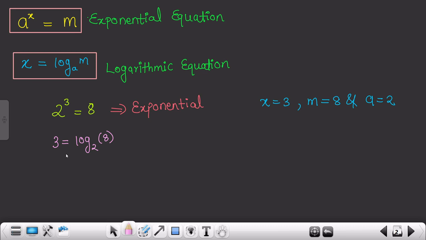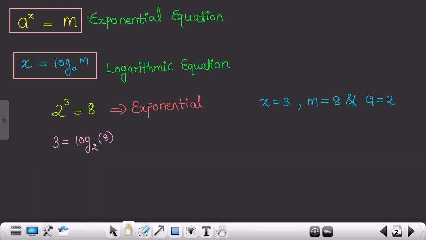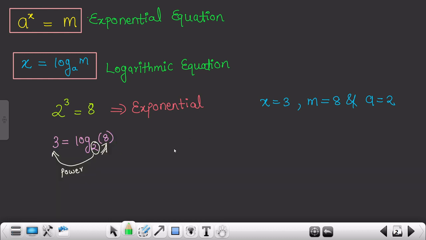Okay sir, I understood how to write this equation, but what exactly does it tell you? See, this is what it tells you: by what power you have to raise 2 such that you end up getting the value 8. What, sir? Can you repeat it again? Yes, why not? By what power you have to raise 2 such that you end up getting the value 8.